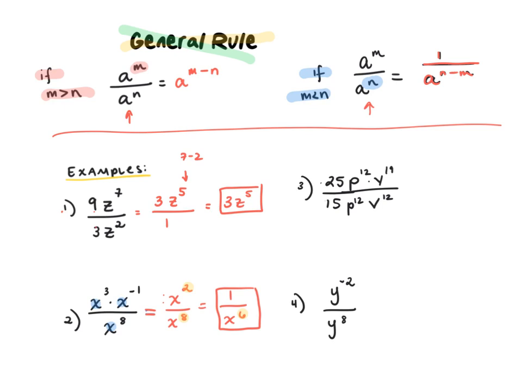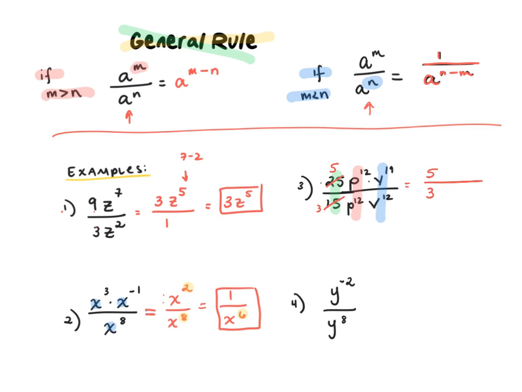And this part has 3 pieces I can combine. I can simplify 25 over 15. I can simplify p to the 12th over p to the 12th. And I can simplify v to the 19th over v to the 12th. So 25 over 15, its common factor is 5, so that's going to be 5/3. So 5/3. That just reduces like normal.